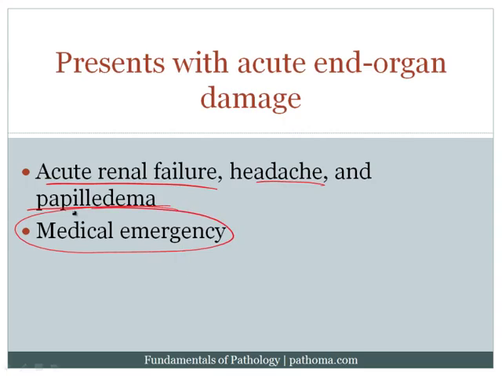Now remember that patients who have severe hypertension can develop fibrinoid necrosis of the blood vessel wall, and we talked about that in Chapter 1. So that concludes our discussion on hypertension.